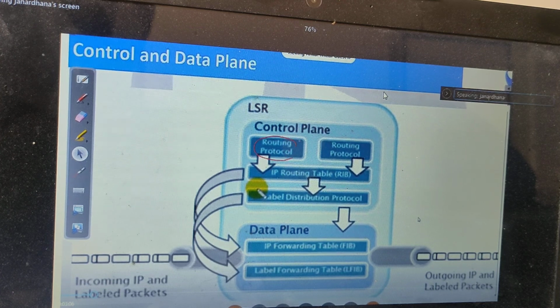So this is the LSR router. We have already seen routing protocols. They are coming to the IP routing protocols and label distribution protocols. This is the control plane and this is the data plane. They are coming, and the decision has been taken, and the interface it is forwarding toward.